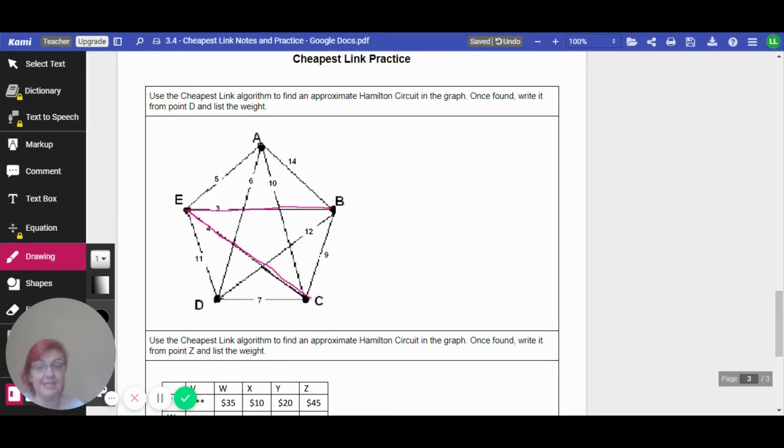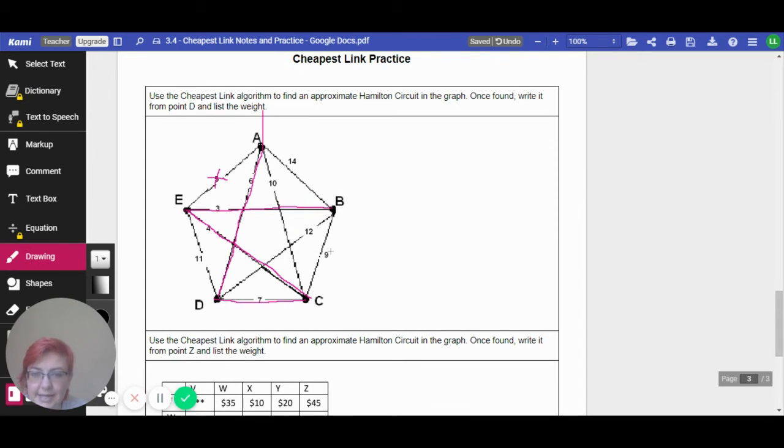The cheapest link is now 5, but note I can't use 5 because 5 would make E degree 3. No 5. What about 6? Can I use 6? I can use 6. All right. Next would be 7. Can I use 7? Yes, that makes C degree 2.